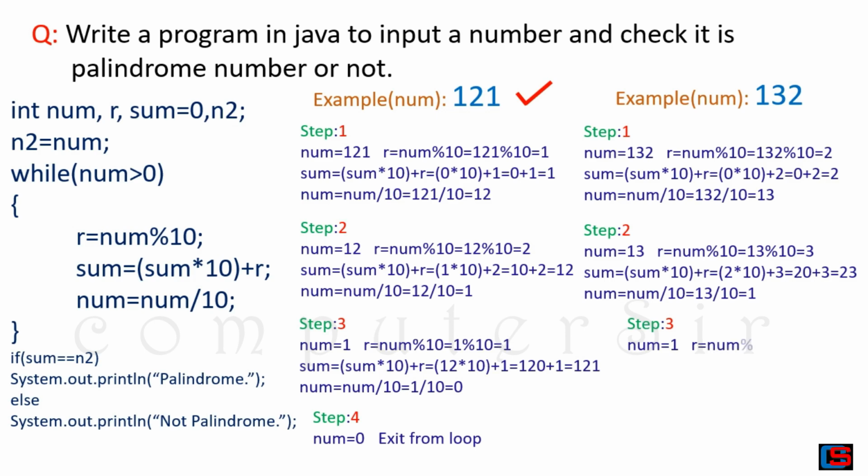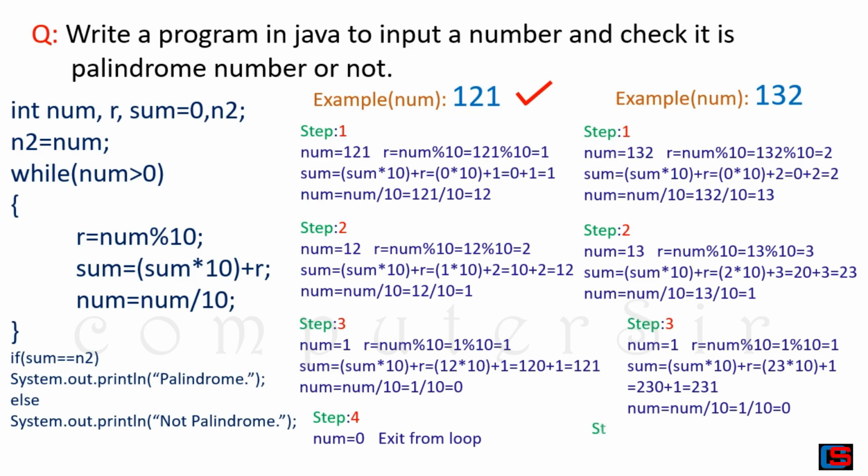In the next step, step 3, the value of num is 1, and r equals num mod 10. So 1 mod 10 becomes 1, and sum equals sum into 10 plus r. So the previous value of sum in step 2 is 23. So 23 into 10 plus 1 becomes 230 plus 1, and the value of sum becomes 231. And now num equals num by 10. The value of num is 1 now, so 1 by 10, and num becomes 0.